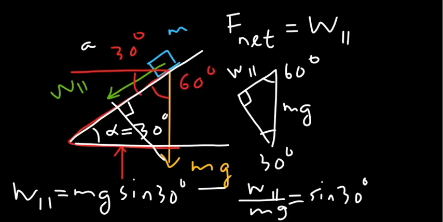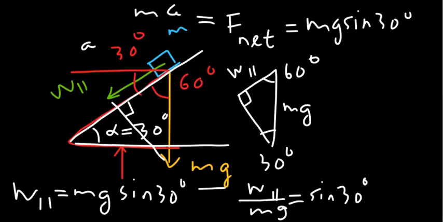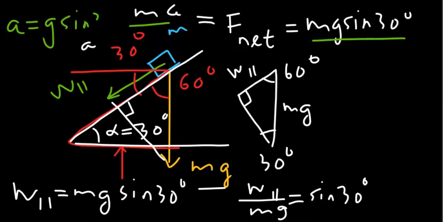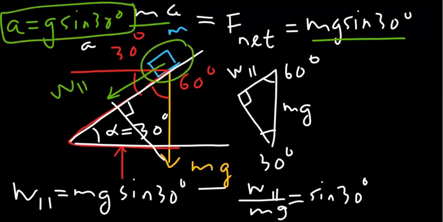So there we have it. The net force acting on that object is mg sine 30 degrees. And according to Newton's second law, the net force equals ma, where a is that a. So by equating ma to mg sine 30, you see that acceleration a is g sine 30 degrees. So that is the acceleration of this object as it slides down that frictionless inclined plane. So you see how we have applied Newton's second law with two steps in solving this problem.